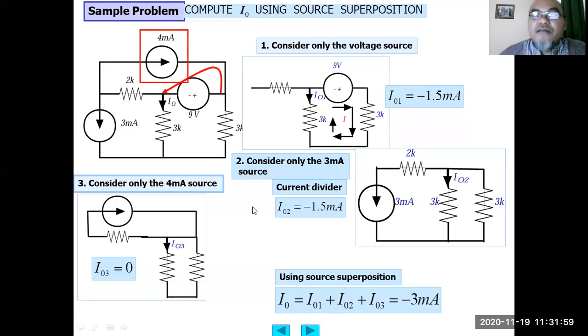So from here, we obtain the value of IO by using the superposition theorem. Yeah, minus 1.5 milliampere, negative 1.5 milliampere, we obtain negative 3 milliampere.